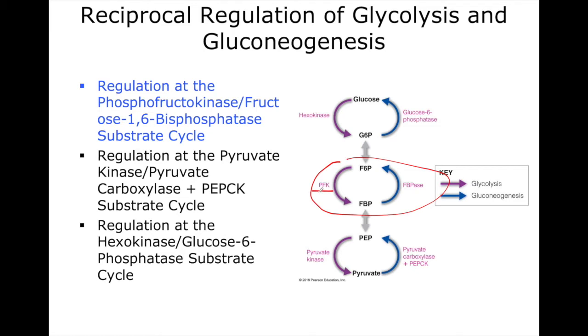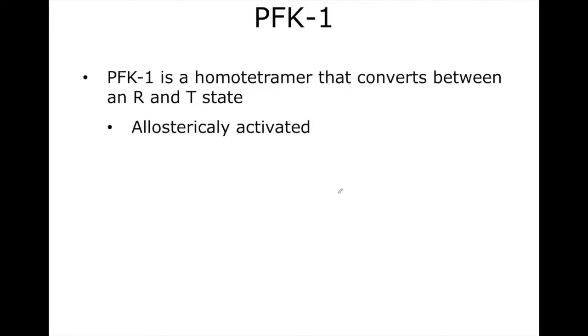So we want to start by talking about phosphofructokinase 1, how it's regulated, and then also talk about how fructose 1,6-bisphosphatase is reciprocally regulated. So let's start with PFK1, or phosphofructokinase 1. It is a homotetramer, which means it is 4 individual subunits, which all have the same amino acid sequence. This is an enzyme that can adopt an R (relaxed) or T (tense) state. When it's in the R state, it's a much more active state, and in the T state, it's a lower affinity, lower activity state.